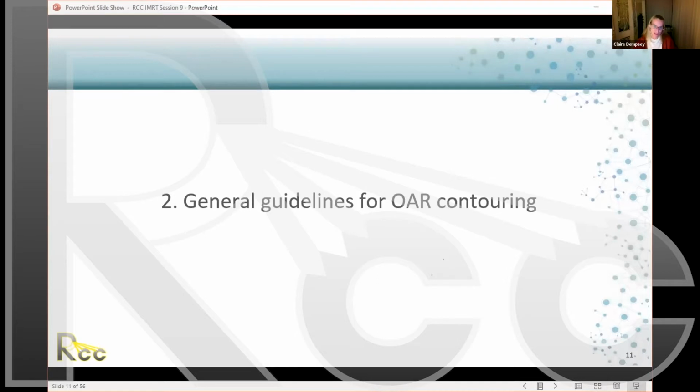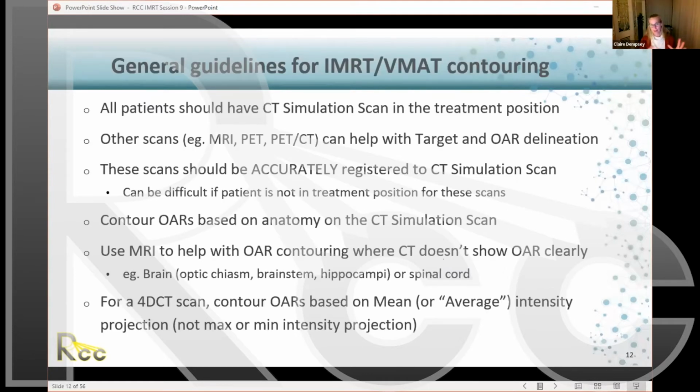So I'll move on now to just some general guidelines around organ at risk contouring. First we'll talk about the actual imaging of the patient. All your patients should have a CT simulation scan with the patient in the treatment position. So that will be just the scan in your department CT scanner. You need the CT scan to create your electron density to be able to calculate the dose. So all patients should have this.